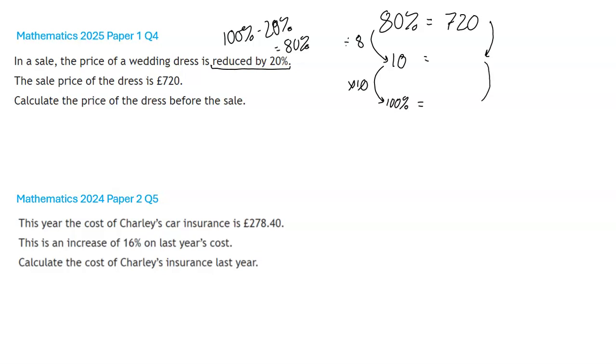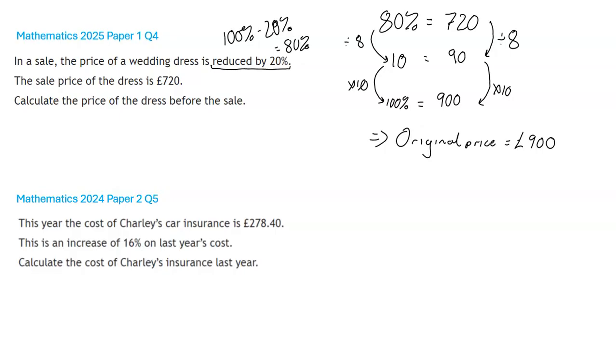We have to treat this side the exact same, like an equation. What you do to one side, you do to the other. So I'm going to take 720, and I'm going to divide it by 8, and then I'm going to times my answer by 10. So 720 divided by 8, that gives me 90. 90 times 10 gives me 900. So I can say fine, so the original price is equal to £900. So there you go, original price is that.